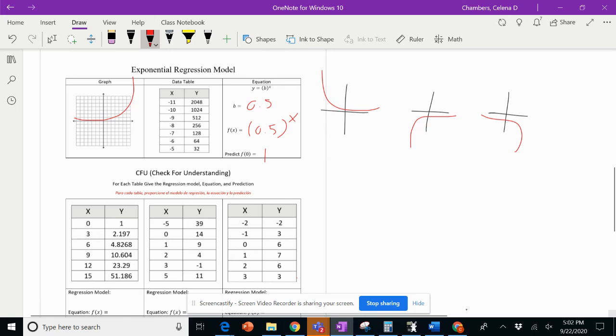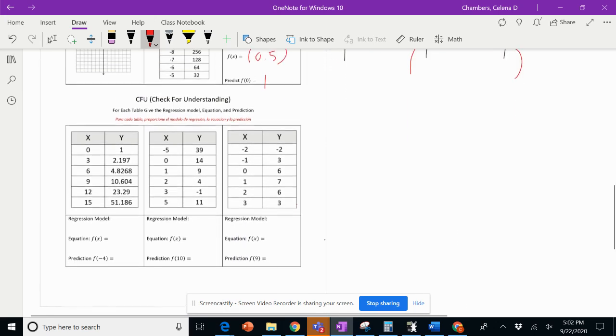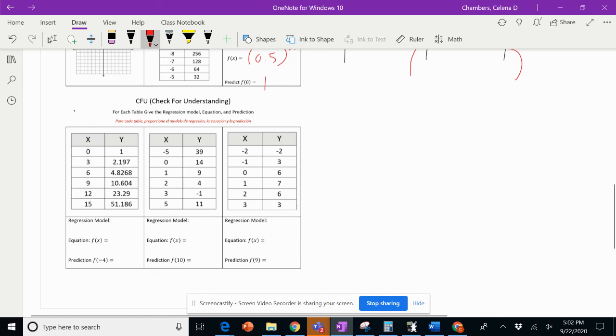All right, so I hope this was helpful. What I want you guys to do is try to do these 3 problems. One of them is quadratic, one of them is linear, and one of them is exponential. So when it says regression model, you're going to type linear, quadratic, or exponential. For equation, you're going to give me the equation. And for prediction, you're going to tell me what is the value of y when x is our input value.